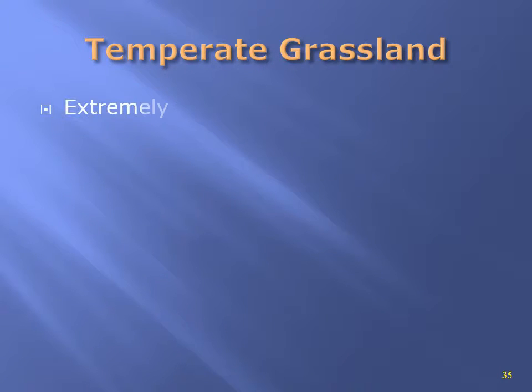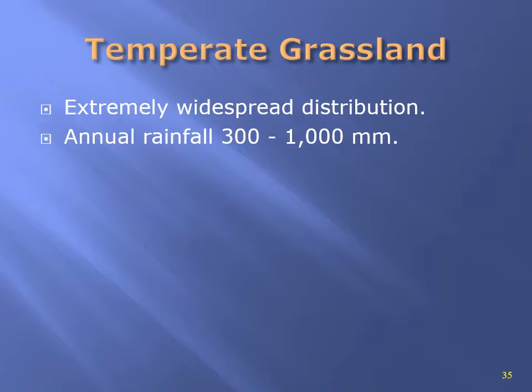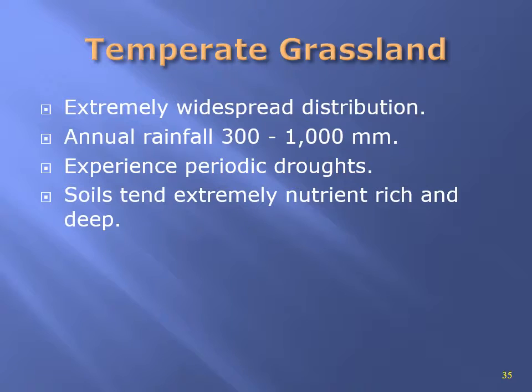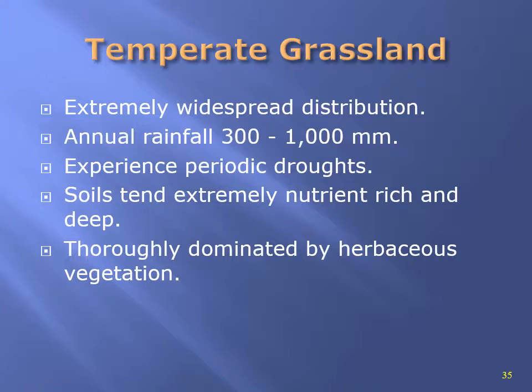Next biome is a temperate grassland. It has extremely widespread distribution. The annual rainfall is 300 to 1,000 millimeters. It experiences periodic droughts. Soils tend to be extremely nutrient rich and deep. And it's thoroughly dominated by herbaceous vegetation. So herbaceous would be plants that are not woody, so smaller, more leafy plants that don't have a big woody stem or trunk. Has large roaming ungulates, so things like bison, pronghorn in North America, or wild horses in Eurasia.